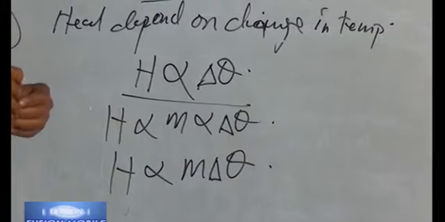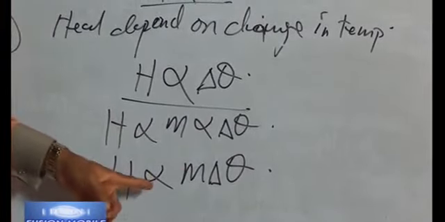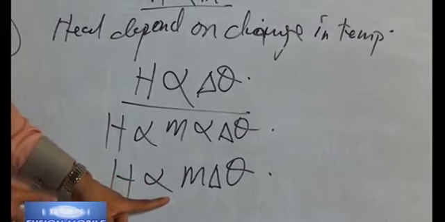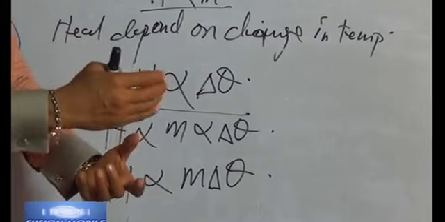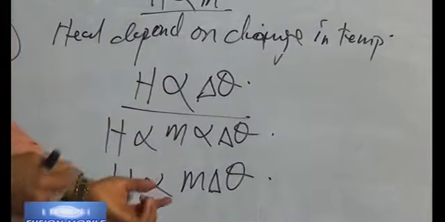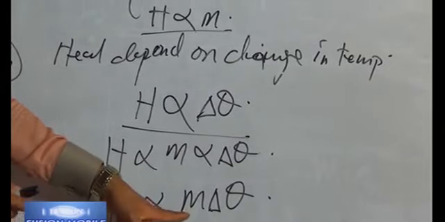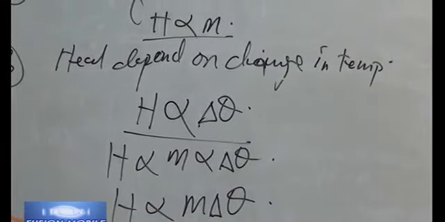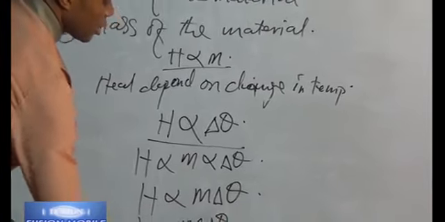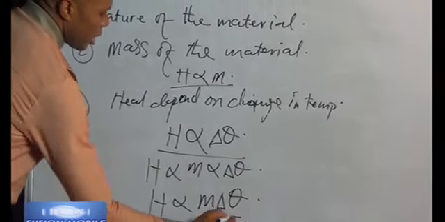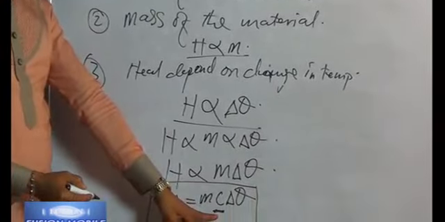And as I told you before, that proportionality sign is a dummy sign, and you can't use it to get an actual answer. Proportionality simply means it looks like something. But if we want an equality, we now put in a constant. And that constant, we say that H is equal to mc delta theta, where this C is the constant of proportionality known as specific heat capacity.